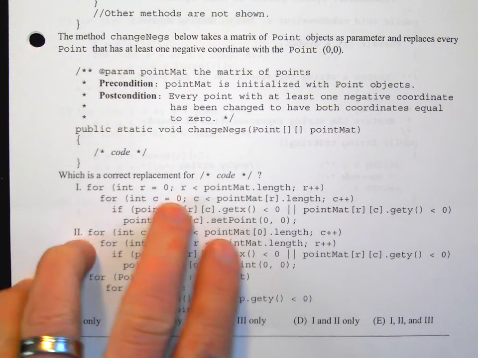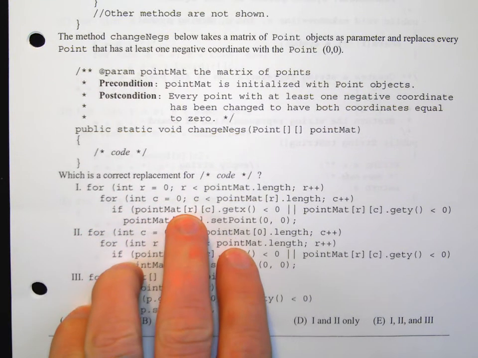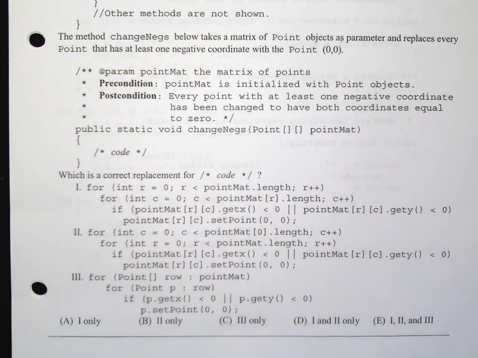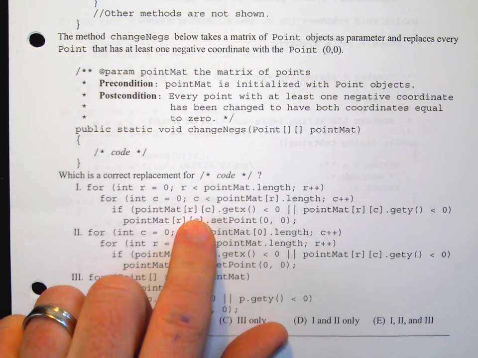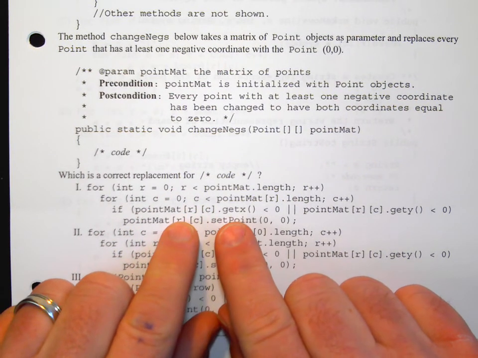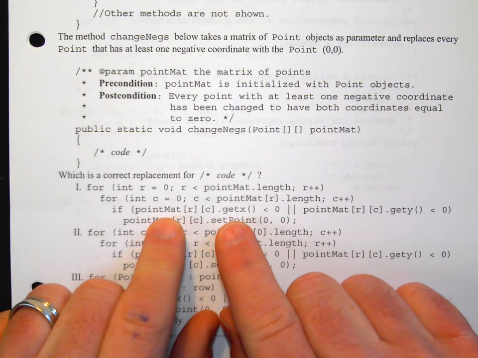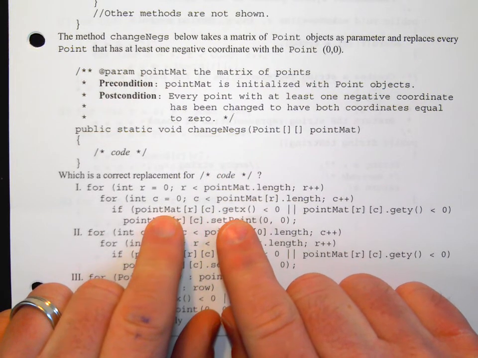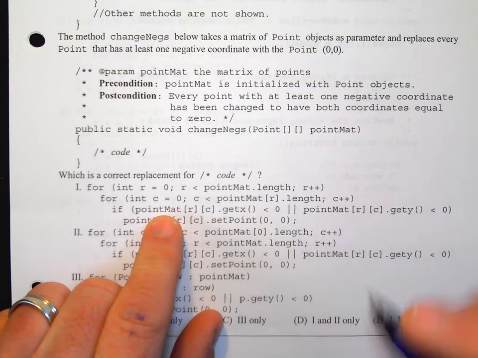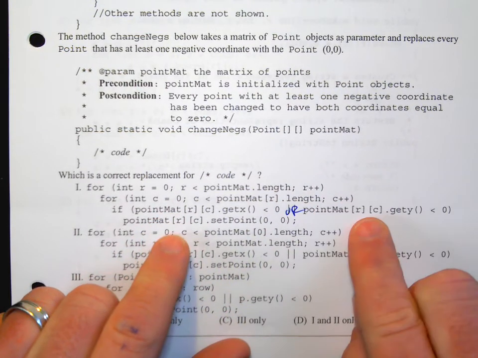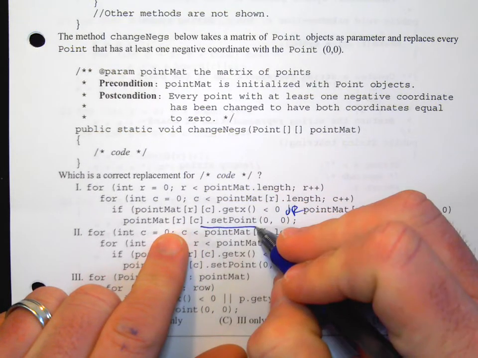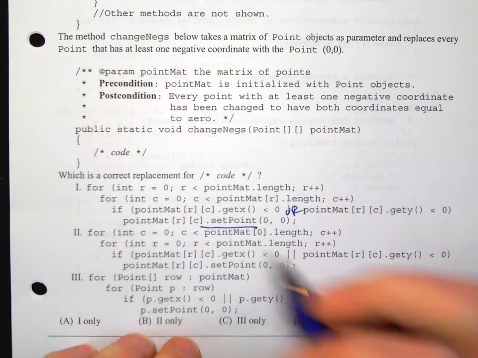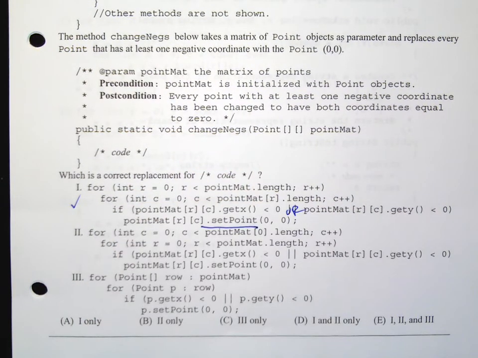Okay, so we definitely want to go through all the rows and columns. If, you've got to use the getters and setters. So if the X coordinate of that point is negative, or the Y coordinate at that point is negative, then we use the method setPoint to 0, 0. So that looks good, unless I'm missing something very minor.